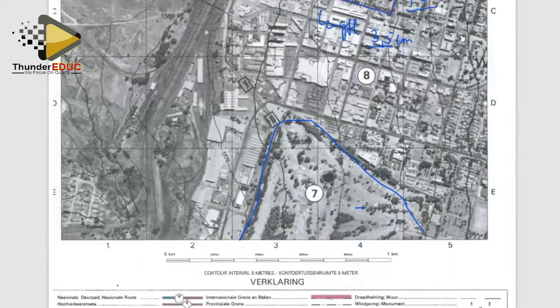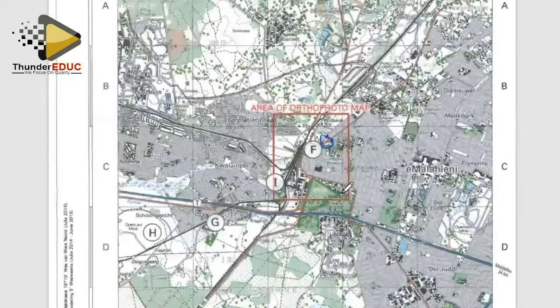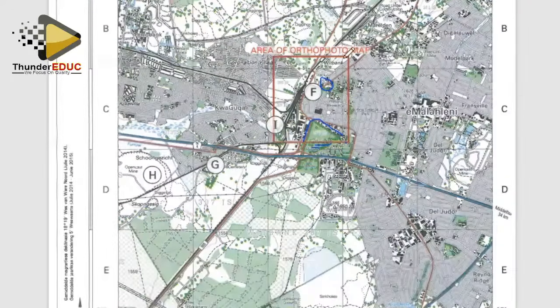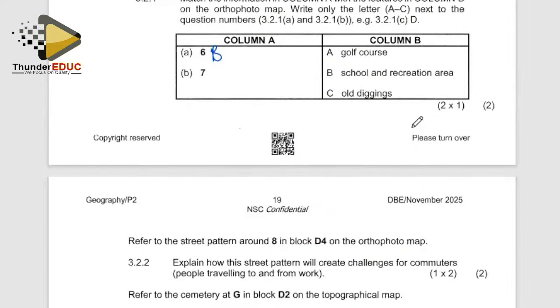If we also relate to the topographic map, we can see that this area is around here. And it's even written a golf course here. If you can see clearly, this is an area of a golf course. It's the same area that is mapped on the orthophoto in this particular section here. So we can safely conclude that the area is a golf course, for 7.